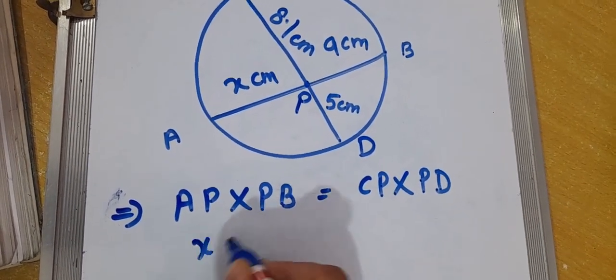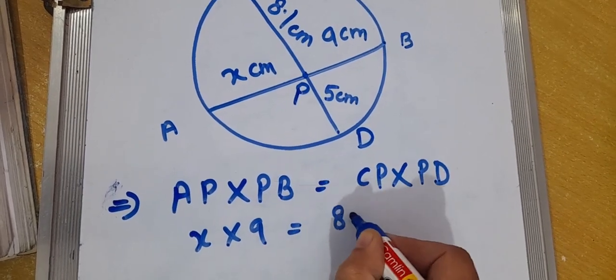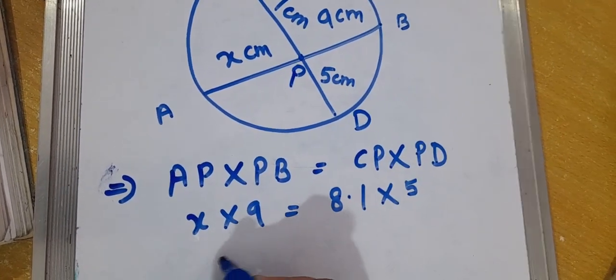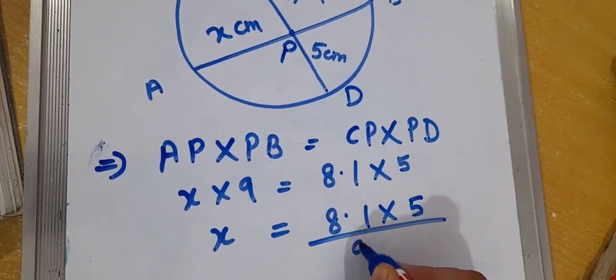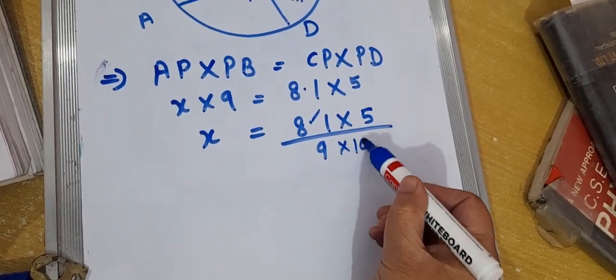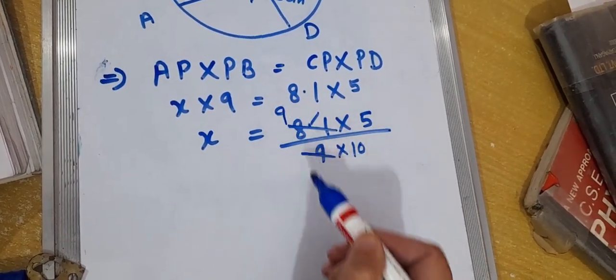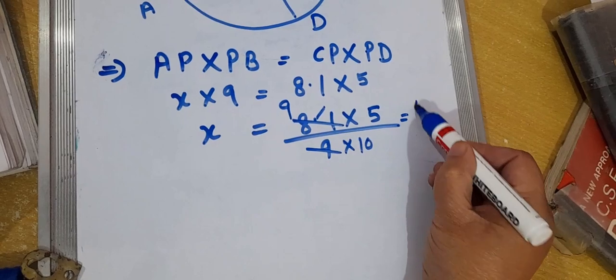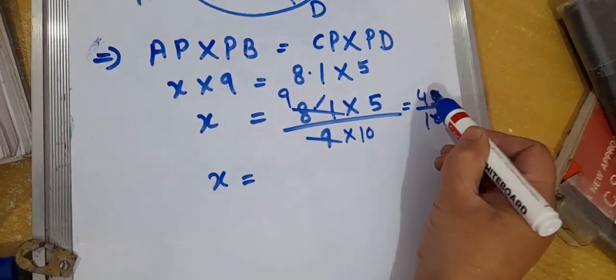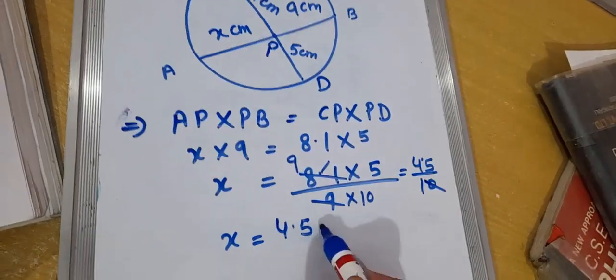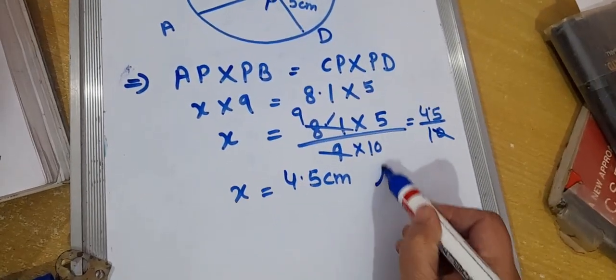So X into 9 will be 8.1 into 5. So X will be 8.1 into 5 upon 9. Remove this decimal, write 10 here. 9 9 is the 81. So you get 9 5 is the 45 upon 10. So X is 4.5 centimeter. This is your answer.